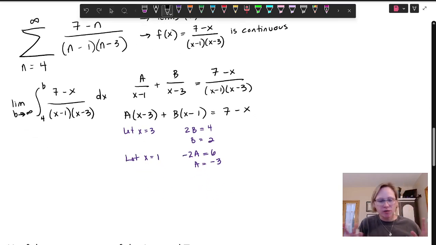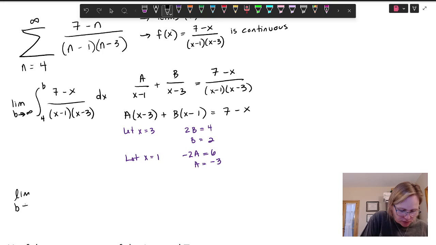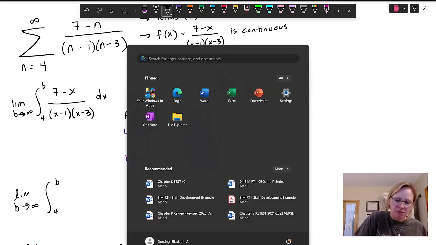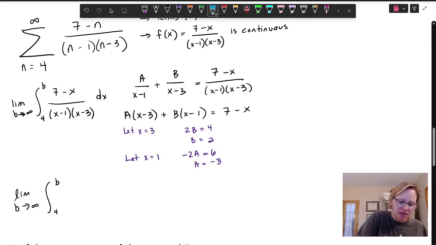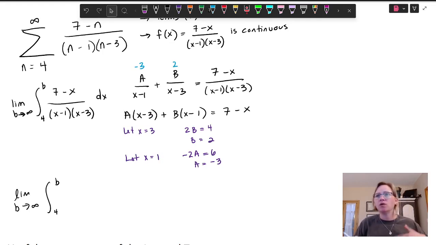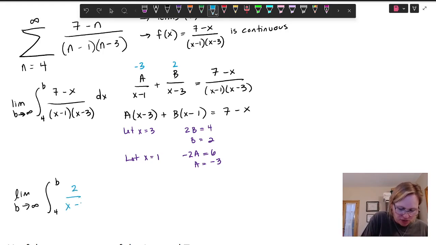Partial fractions always take up a ton of room. So here we go. The limit as b approaches infinity. I'm going to make sure that I have A and B in the right spot. So A is going to be −3 and B is going to be 2. So when I rewrite this as my integral, I want to make sure I get everything in the right spot. And I want to put the −3 second, so I'm going to go ahead and put that B term first. So I'll have 2 over (x − 3) minus 3 over (x − 1). There's my integrand.